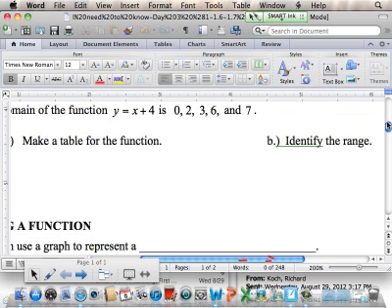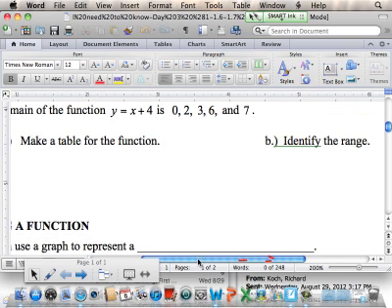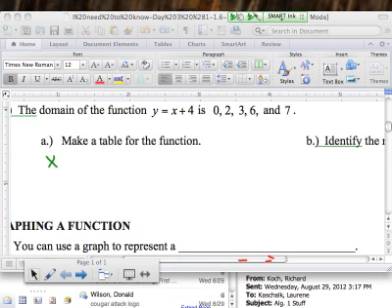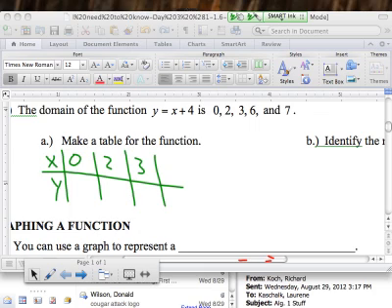All right. The second example here, I'm going to scroll back over just a little bit, says the domain of the function y equals x plus 4 is 0, 2, 3, 6, and 7. Make a table. Okay, so first thing I'm going to want to do is I have my input values, I have my output values. My first input is 0. My second one is 2. I can go ahead and fill all these in right away because I know that these are what I'm putting in. These are independent, so they've determined for me which ones to plug in. Now I just got to plug them in.